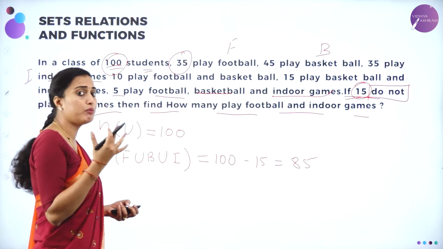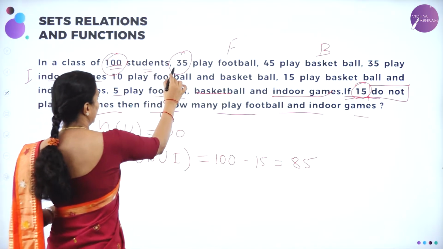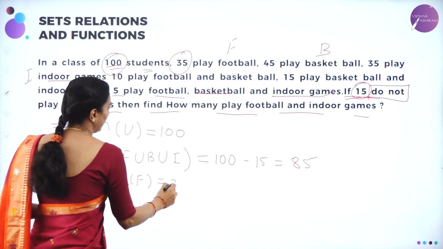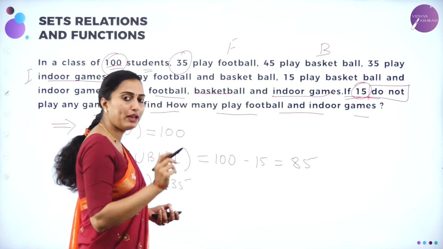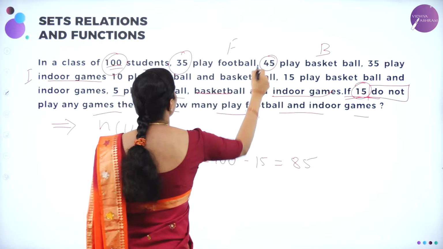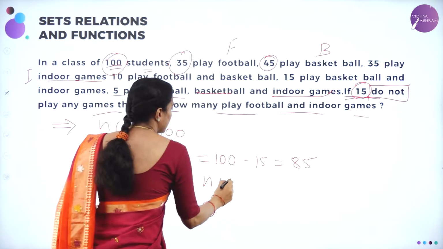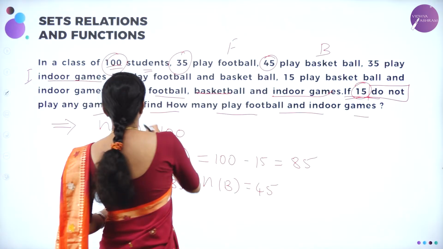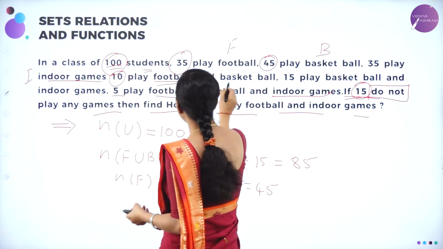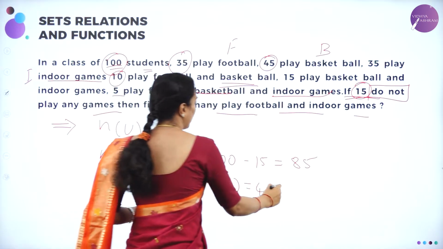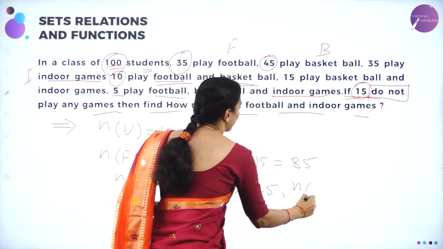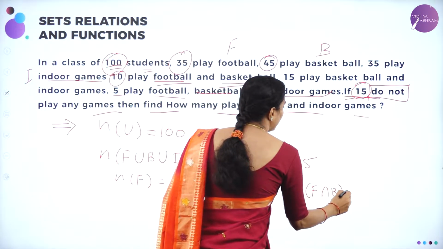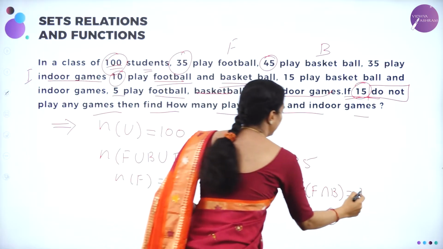Each game will be played by how many students? Let us know now. Here 35 will play football, that is N of F, given as football is 35. Number of students who play basketball is nothing but 45. So N of B is nothing but 45. So we see here, 10 play both football and basketball. Therefore, you are going to have N of football, that is F intersection B or B intersection F, is nothing but 10.